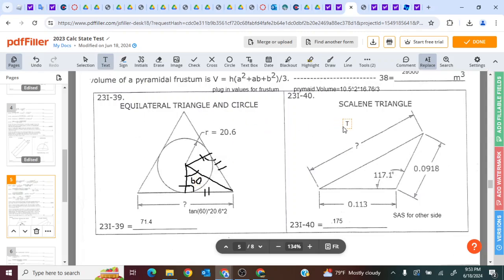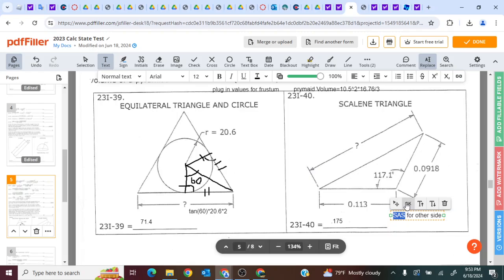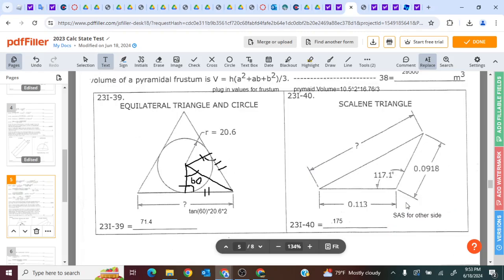Okay, 40, scaling triangle. In this case, you're just going to use the SAS program we have. Go to triangle, go to SAS, plug in the side, plug in this angle, plug in this side, and solve for this side over here, which is 0.175.